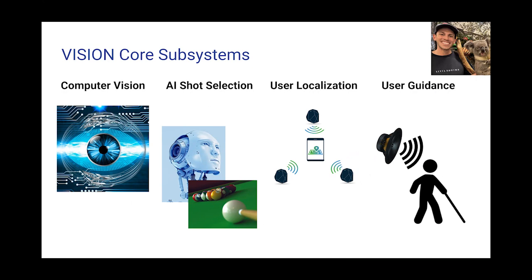Then we have our user localization system, which we referred to before. That's going to be actually actively on the user. And then finally, our user guidance system that will be utilizing audio guidance to move our user around the table to desired positions.